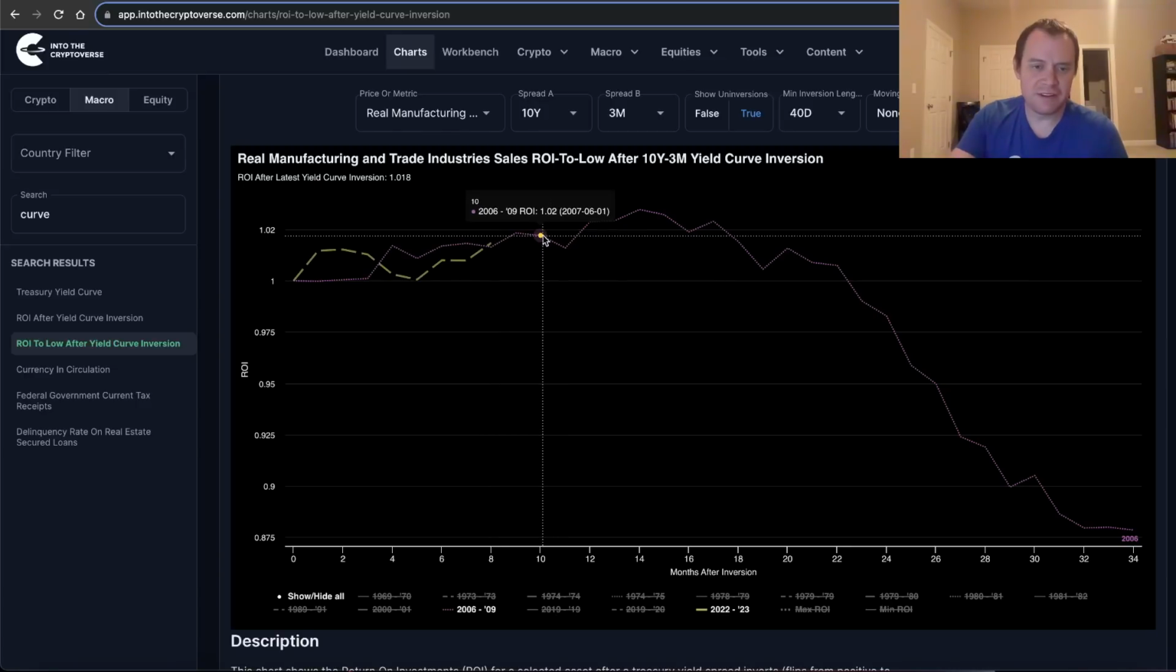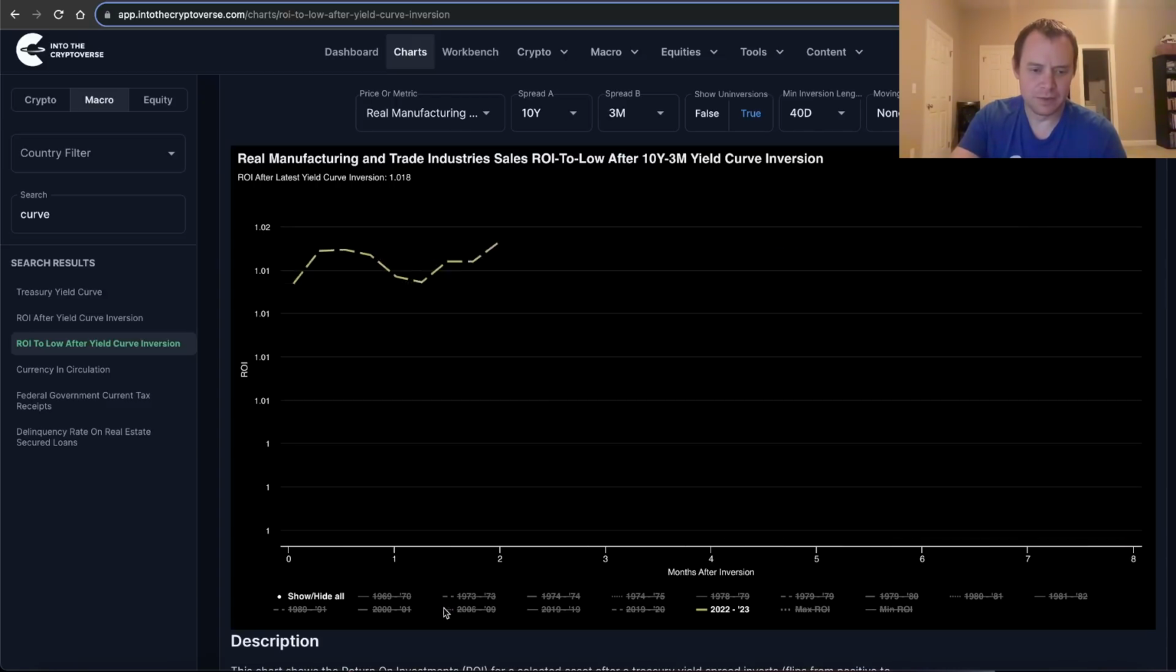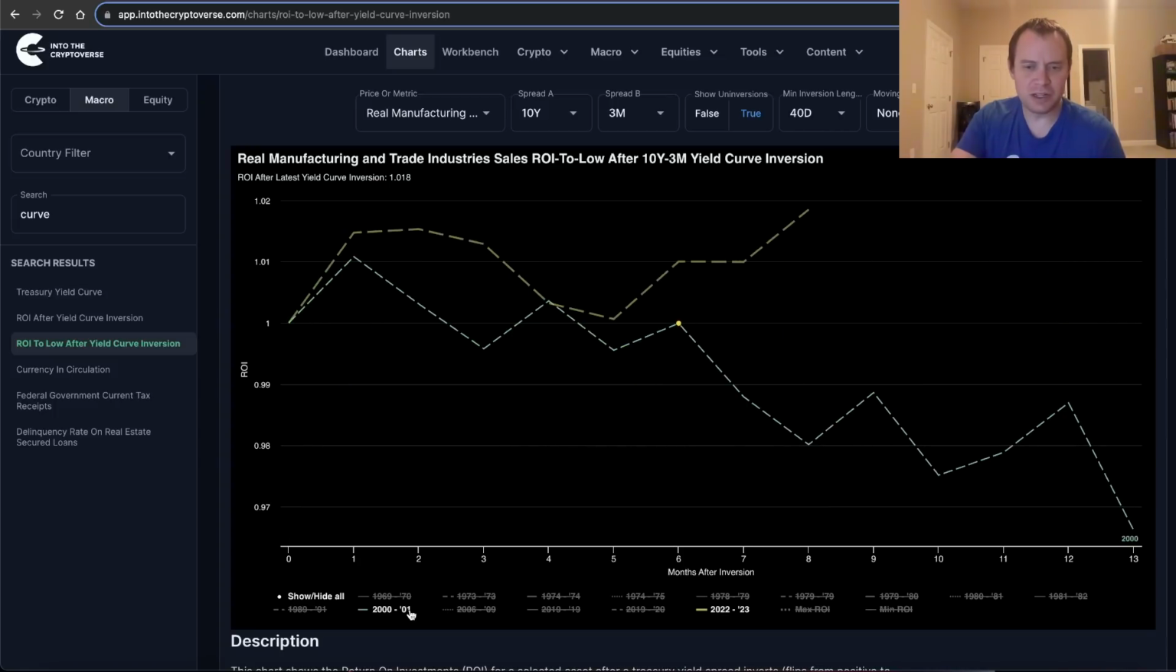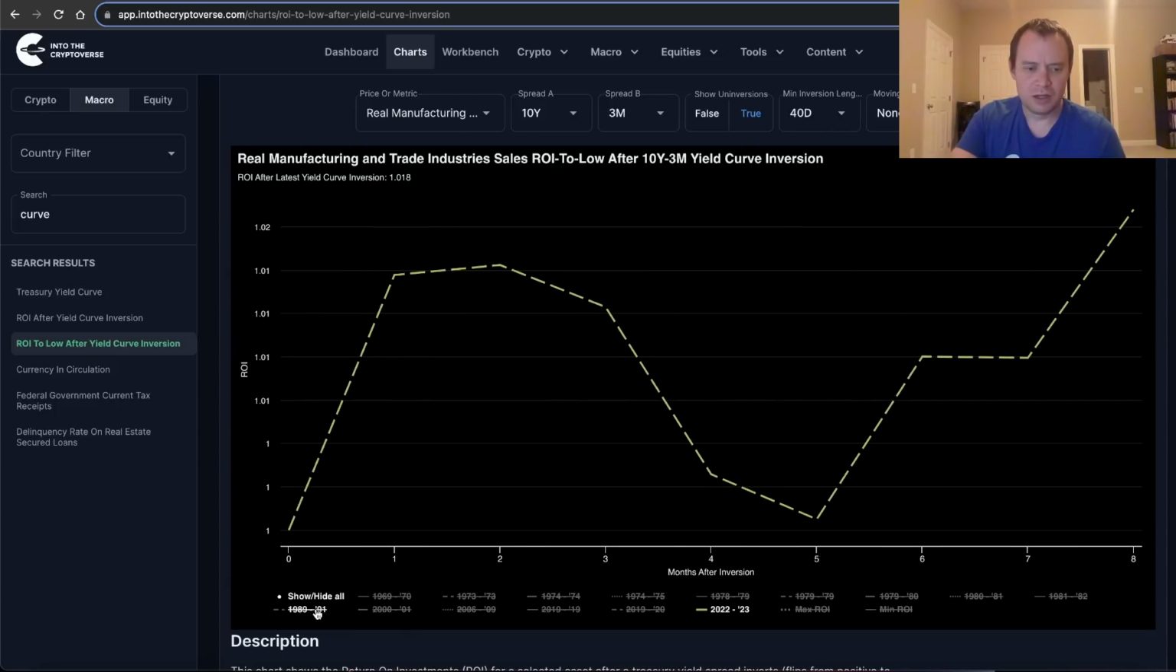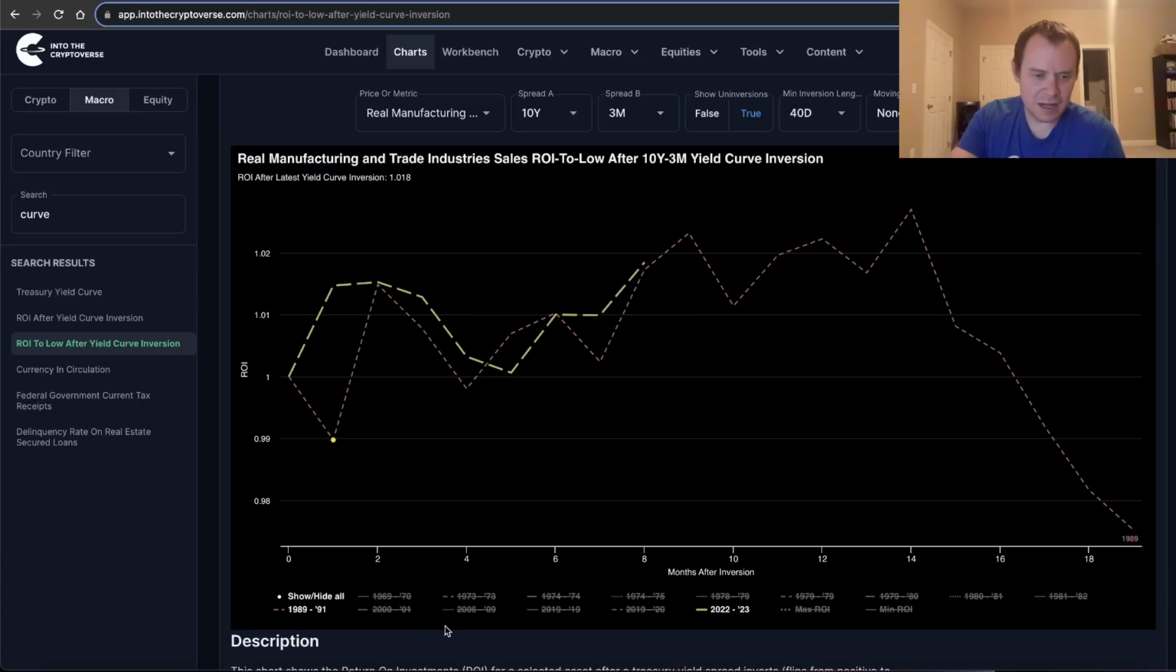And you can see in the financial crisis, this is where it actually uninverted. It was right here on the chart, right? Month 10, 10 months after. This is what this metric looked like after the dot-com crash. This is 1989 to 1991.